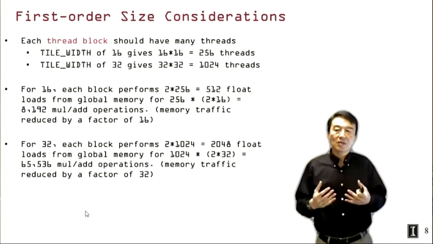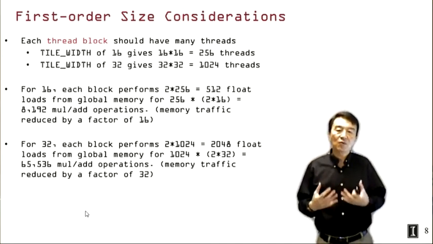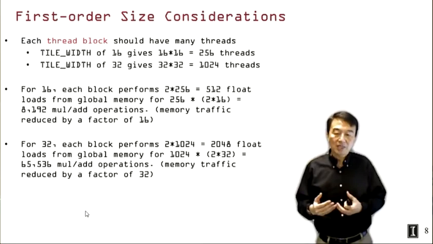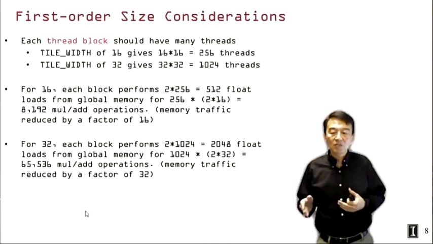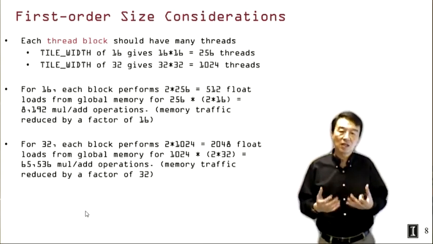So here we go. We have a simple parallel matrix multiplication algorithm using the tile algorithm. And so let's take a look at a few important things and analyze it just a little bit. Each thread block will have quite a few threads. If we use tile width of 16, we'll have 16 by 16, which is 256 threads in the thread block. If we use tile width 32, we have 32 by 32 threads in the thread block. That gives 1,024 threads. So this is quite a lot of threads for the thread blocks.